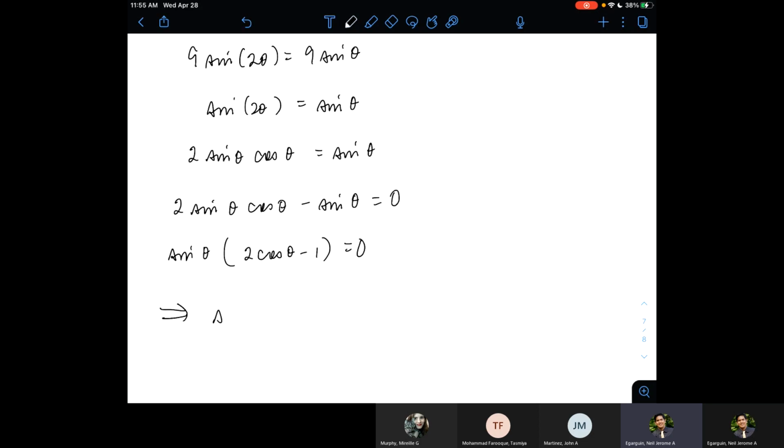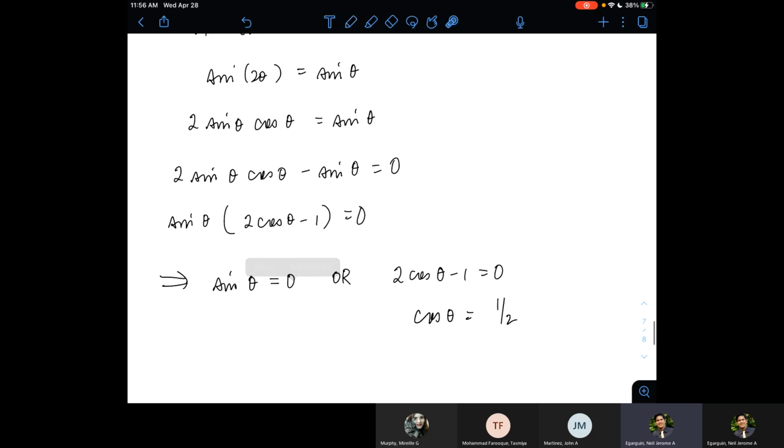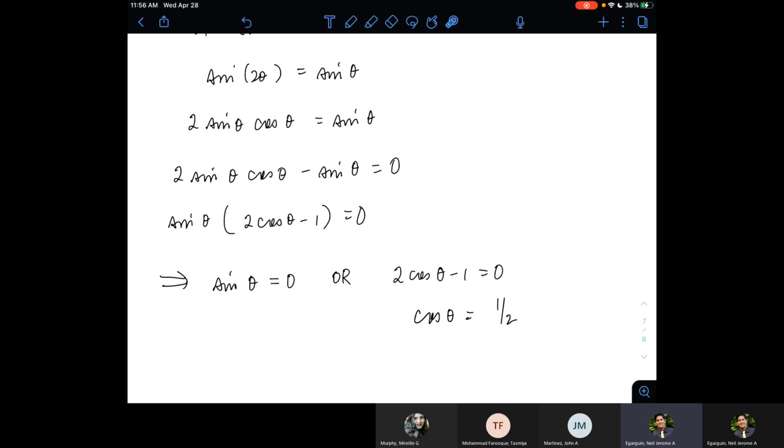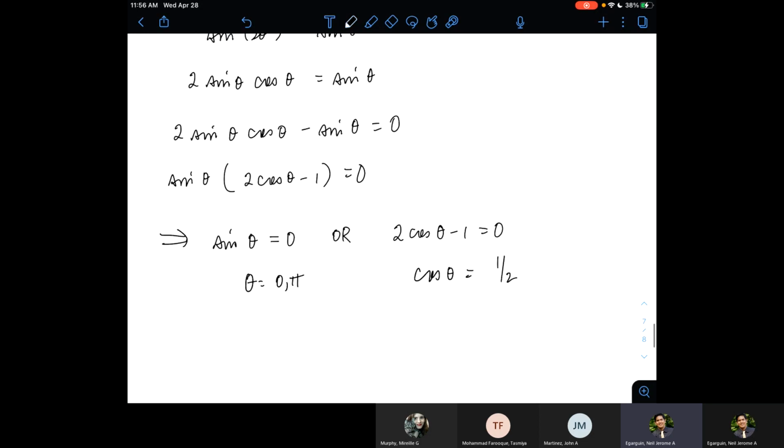So the POIs would be those thetas such that sine theta equals 0, or 2 cosine theta minus 1 equals 0. So here we'll see that cosine theta should be equal to 1/2, and here it's sine theta equals 0. All right. Then you will find that here theta will be equal to 0 and pi. Here you'll get theta equals what? This would be pi over 3 and 5 pi over 3. Okay.